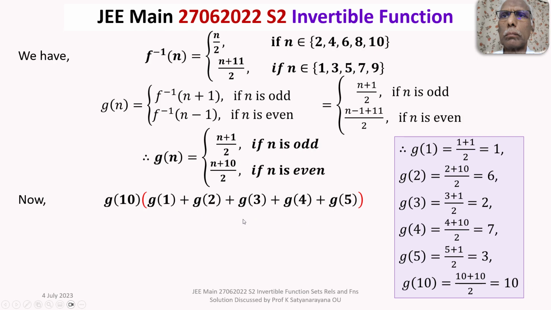So all these elements are known now. So this will be equal to g of 10, that is 10, multiplied by (1 plus 6 plus 2 plus 7 plus 3). In brackets, when you add, it is 19. 10 times 19, that is 190.